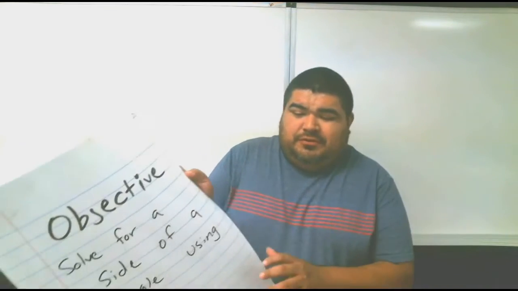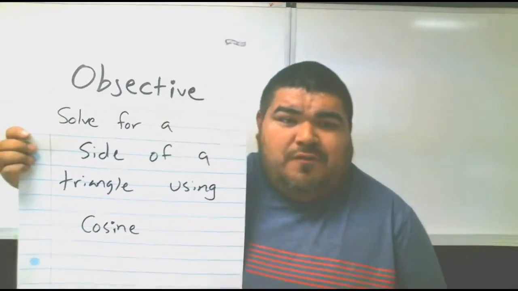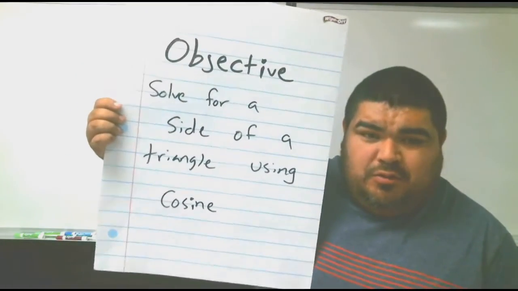Today we're going to continue working on those triangles, okay? Two concepts ago, we started with triangles and the law of cosine or sine. Today we're doing law of cosine. So our objective for today is to solve for a side of a triangle using cosine, okay? We found the area using sine. We pretty much use law of sine to solve for an angle or a side. Okay, today we're using cosine.